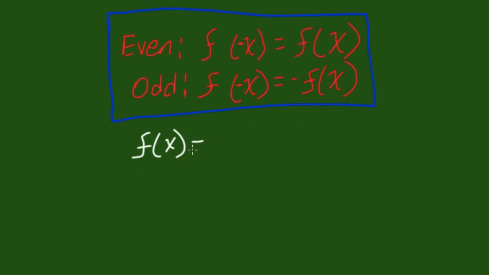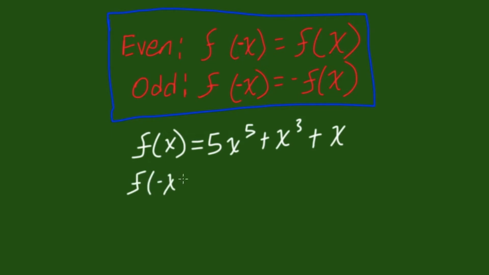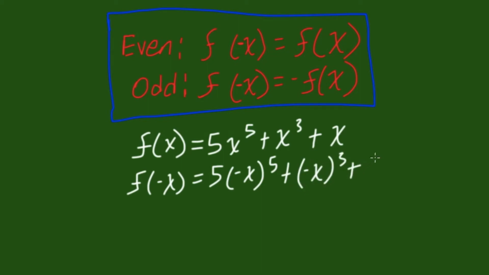This time, let's say we have f of x is equal to 5x to the power of 5 plus x to the power of 3 plus x. So if we plug in f of minus x, we just replace the x with minus x, so that gives us 5 times negative x to the power of 5 plus negative x to the power of 3 plus negative x. If we simplify this, we get 5, and here we have negative x to the power of 5. Since it's a negative to the power of an odd number, that negative is going to stay as a minus. It won't become a plus.